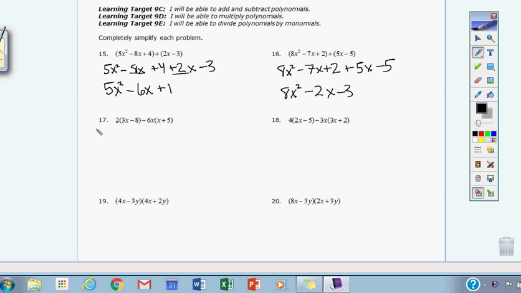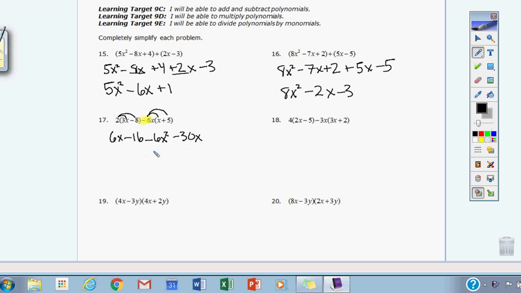All right, 17, pretty much like it, but you've got to distribute first. So we're going to distribute through. 2 times 3x is 6x. 2 times a negative 8 is a negative 16. But now here's the kicker on this next part: you have to distribute the negative with the problem. The negative 6x is the entire thing that goes through. So negative 6x times x is negative 6x squared. Negative 6x times 5 is negative 30x.